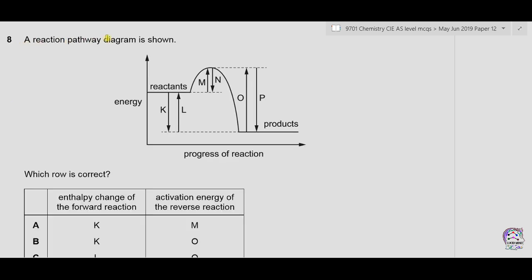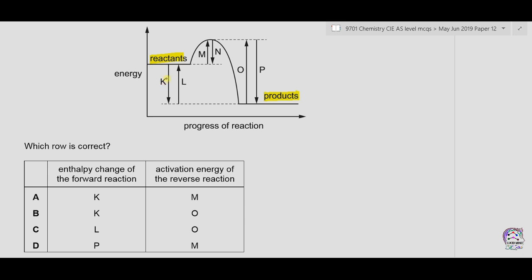Question number 8. A reaction pathway diagram is shown. We have reactants that are reacting together to form the products and products going back to the reactants. So therefore this is a reversible reaction. Which row is correct? Now we can see that one of the arrows is going down while the other arrow is going upwards. Again there are opposite arrows involved. So an upward arrow means that the energy is absorbed or the reaction is endothermic, while a downward arrow means that the energy is released or the reaction is exothermic.